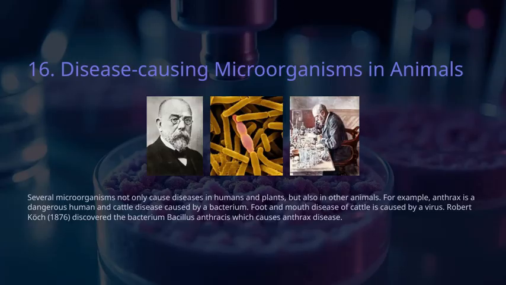Let's talk about some microorganisms that cause diseases not only in humans and plants, but also in animals. For example, anthrax is a particularly dangerous disease that affects both humans and cattle, and it's caused by a specific type of bacteria. Another example is foot and mouth disease, which impacts cattle and is caused by a virus. It's interesting to note that the discovery of the bacterium Bacillus anthracis, which is responsible for anthrax, was made by Robert Koch back in 1876.